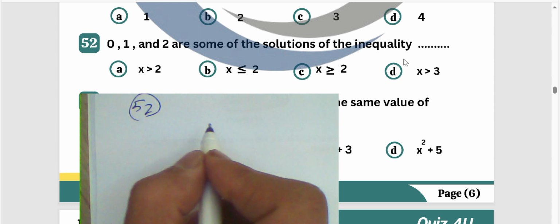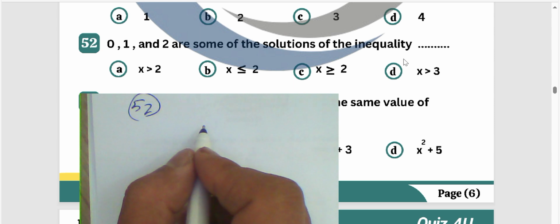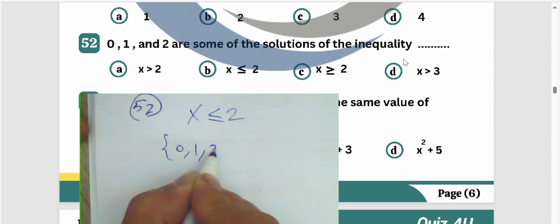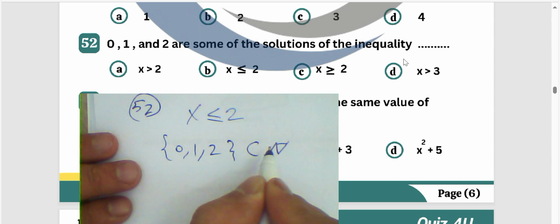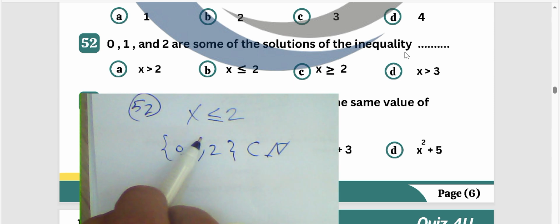0, 1, 2 are some solutions of the inequality what? x less than or equal to. The solution set will be 0, 1, and 2 in the natural numbers, because it is a solution subset of the natural numbers. Choose letter B.